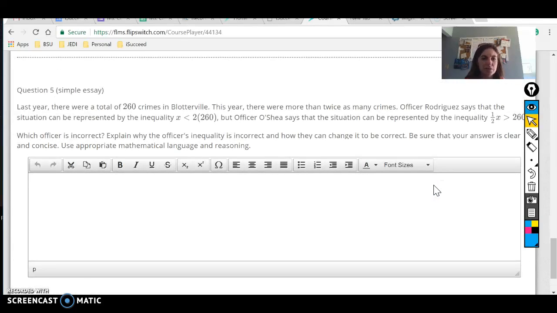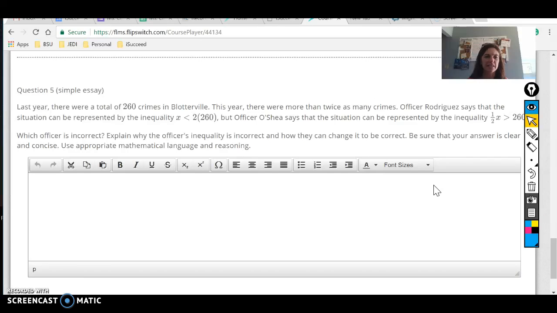Last year there were a total of 260 crimes in Blotterville. This year there were more than twice as many crimes. Officer Rodriguez says that the situation can be represented by the inequality x is less than 2 times 260, but Officer O'Shea says that the situation can be represented by the inequality 1/2 x is greater than 260.